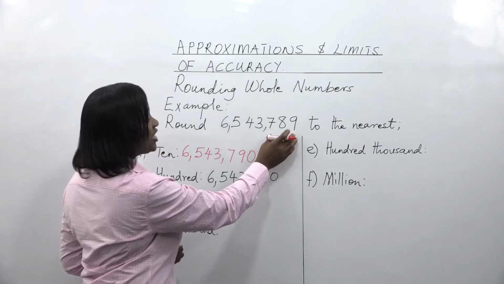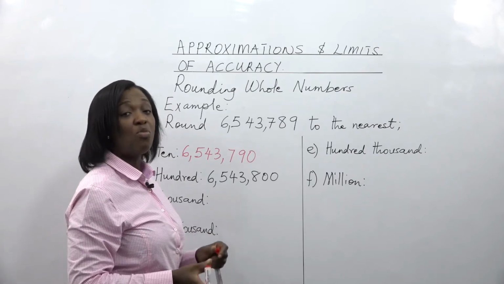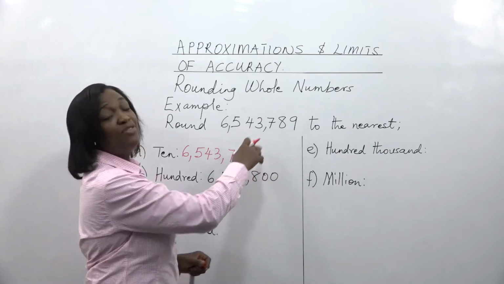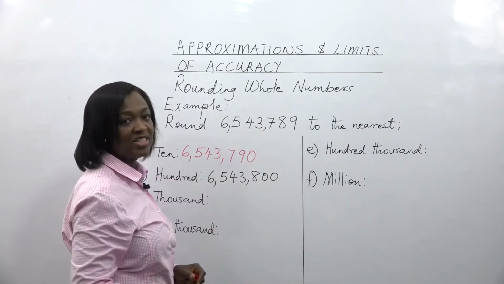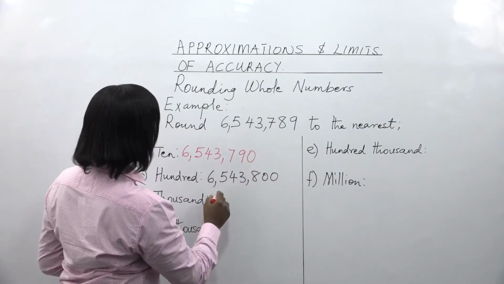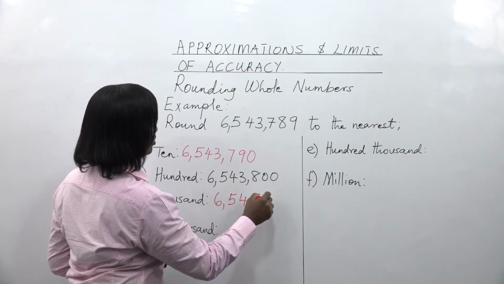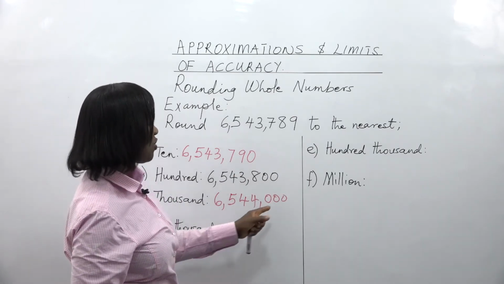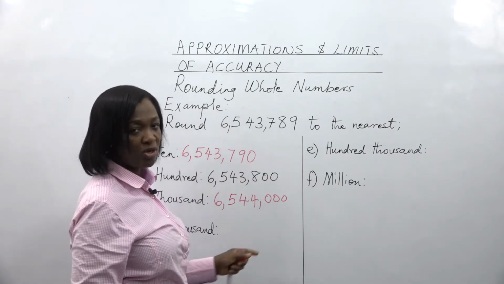Another way is to look at the last 3 digits, 789. If the last 3 digits is more than 500, because 500 is half of 1,000, then you round up. If it's less than 500, you round down. So since 789 is greater than 500, which is half of 1,000, we round up so that the answer becomes 6,544,000. And the rest of the digits go down to 0. We must write the zeros there because the number is a whole number. There are 0 placeholders.